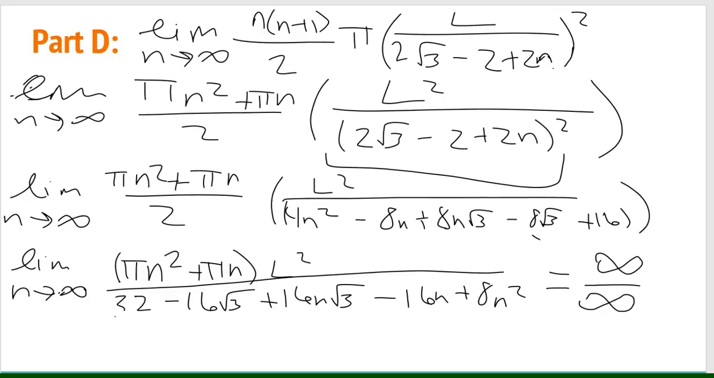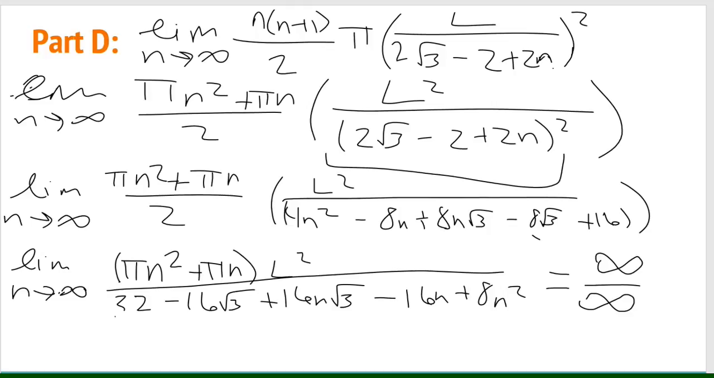We can then multiply out the denominator of the second fraction. This will give us the limit as n approaches infinity of pi n squared plus pi n over 2 times L squared over 4n squared minus 8n plus 8n root 3 minus 8 root 3 plus 16. We can then combine like terms as well as combine the two fractions together. This will give us the limit as n approaches infinity of pi n squared plus pi n times L squared over 32 minus 16 root 3 plus 16n root 3 minus 16n plus 8n squared.